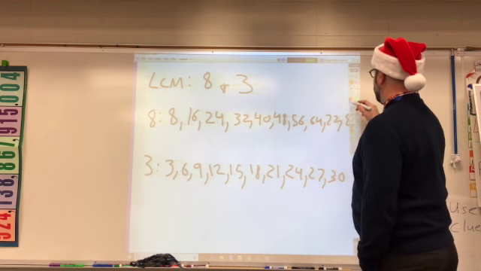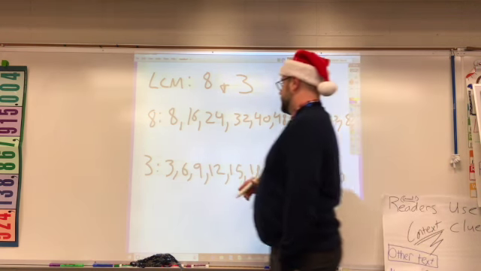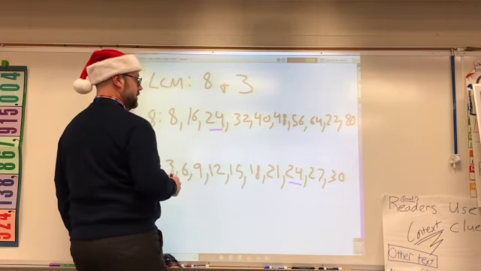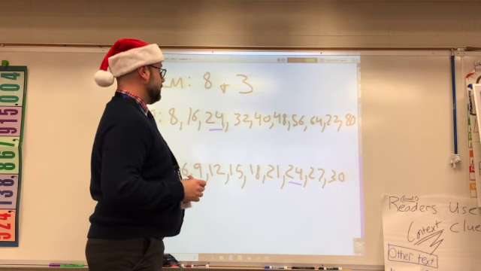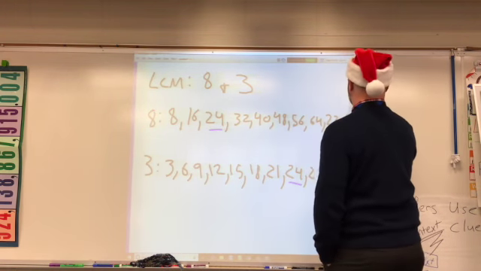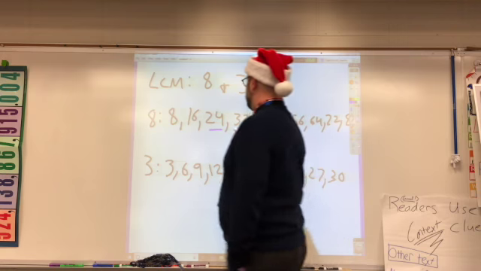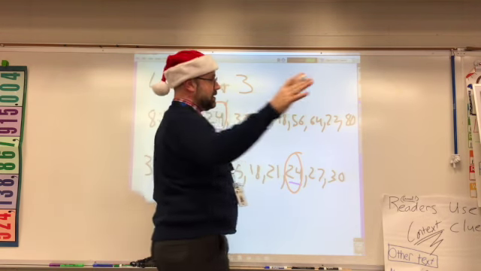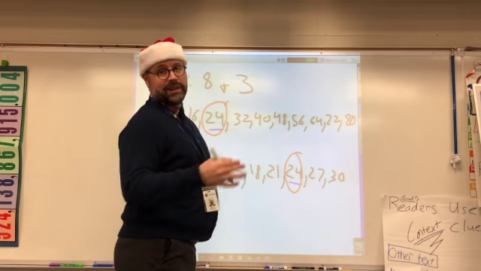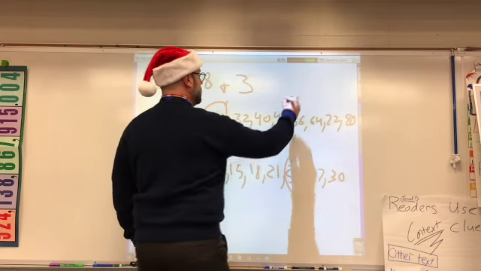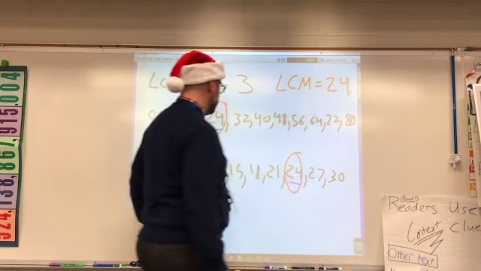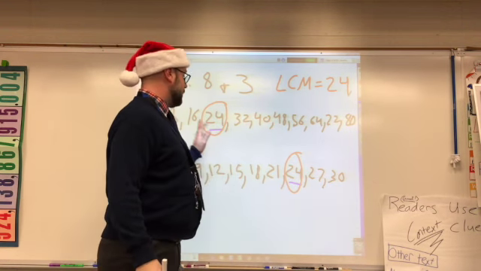What is the multiple they have in common that is the smallest number? It's the number 24. That's the only multiple they have in common out of the first 10. And I'm sure that if we went up by the first 100 multiples of 8 and 3, we'd find something more, but we're not doing that. So LCM equals 24. It's the least common multiple these two numbers have in common.